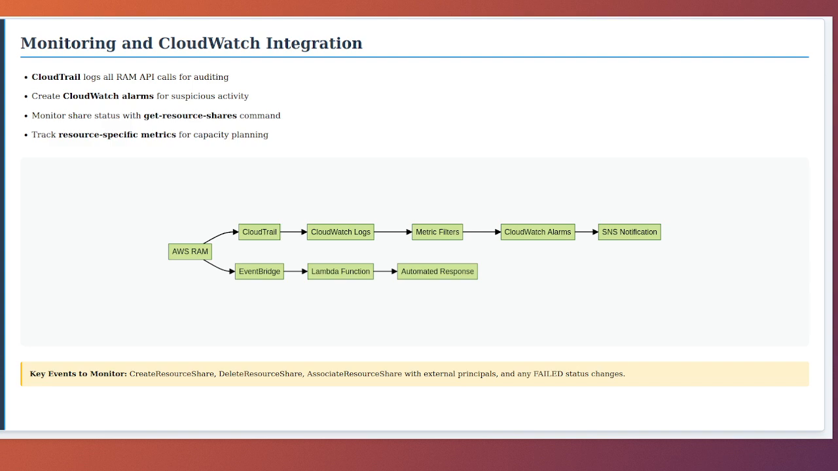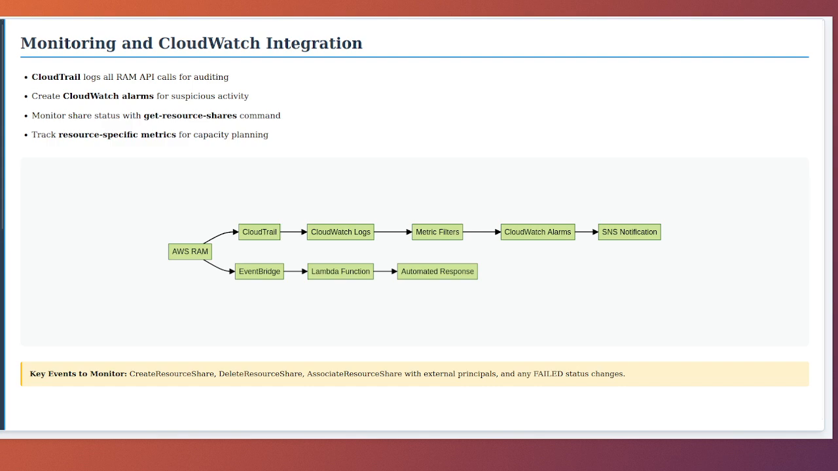AWS CloudTrail logs all RAM API calls. Every action like creating a share, adding resources, adding principals, accepting invitations, and deleting shares is recorded. You can use CloudTrail to audit who made changes to resource shares, when they were made, and from what IP address. This is crucial for security and compliance requirements.